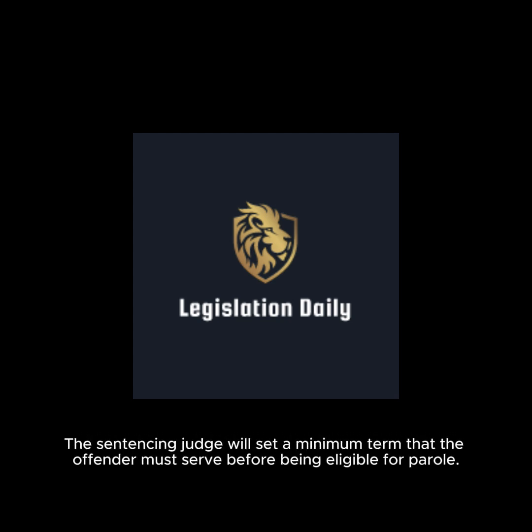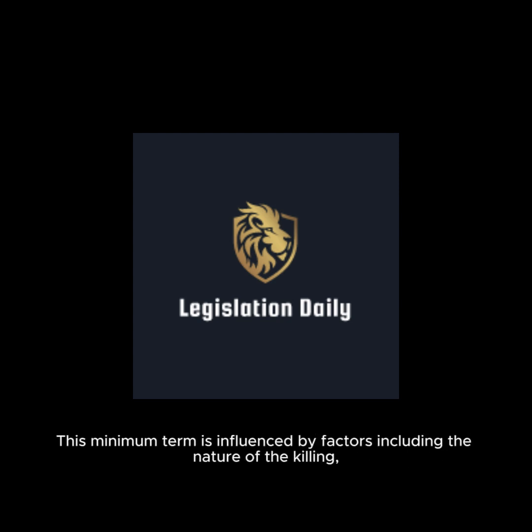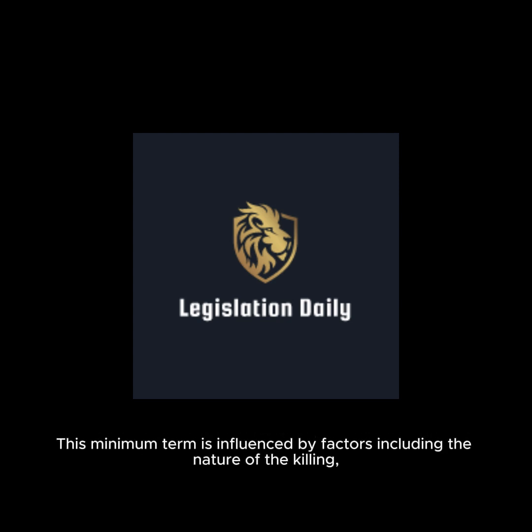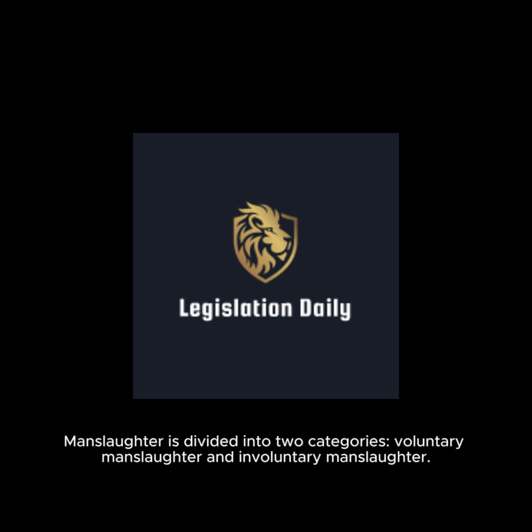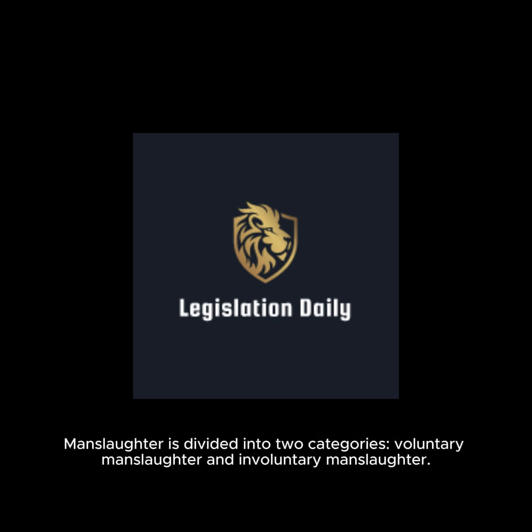The sentencing judge will set a minimum term that the offender must serve before being eligible for parole. This minimum term is influenced by factors including the nature of the killing, the intent, and any aggravating or mitigating circumstances. Manslaughter is divided into two categories: voluntary manslaughter and involuntary manslaughter.